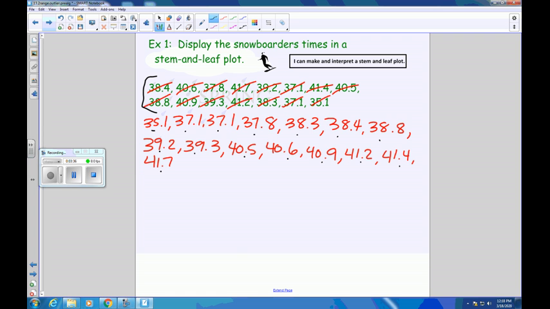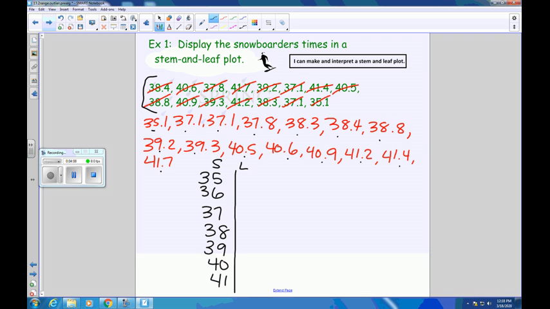Now I'm going to create my stem and leaf plot. So I'm going to draw my line. And you can either label stem and leaf or you don't have to. It doesn't matter. And then I have to figure out, okay, so my lowest is 35. I can only have one number on the leaf. So I'm going to start by writing 35. And my highest is 41, so I can't skip. I have to do 35, 36, 37, 38, 39, 40, 41.